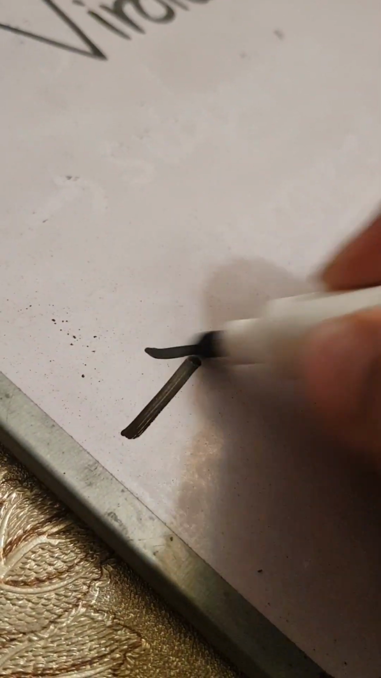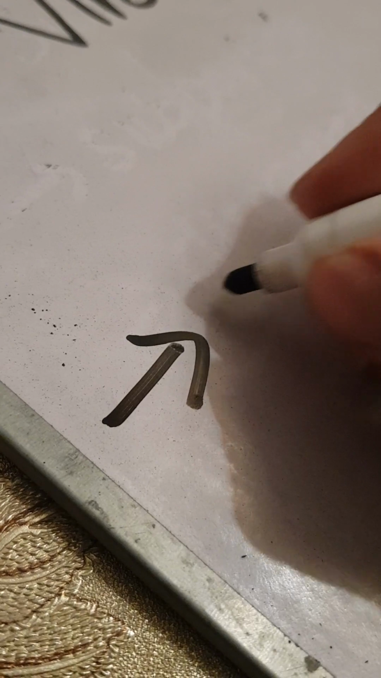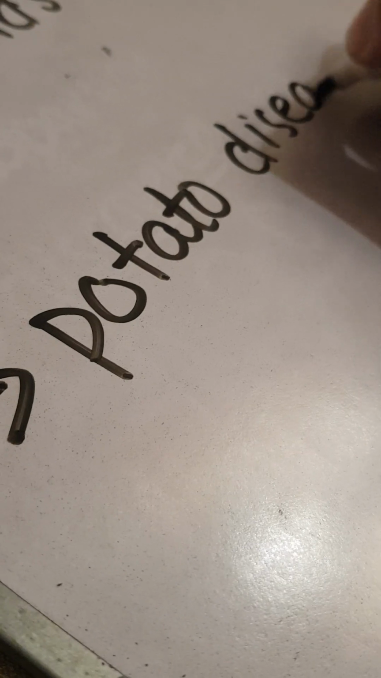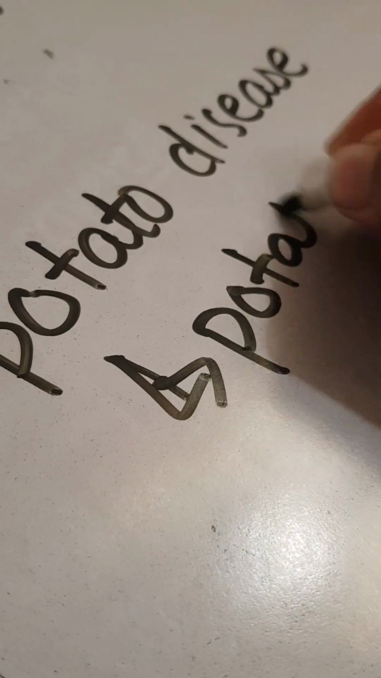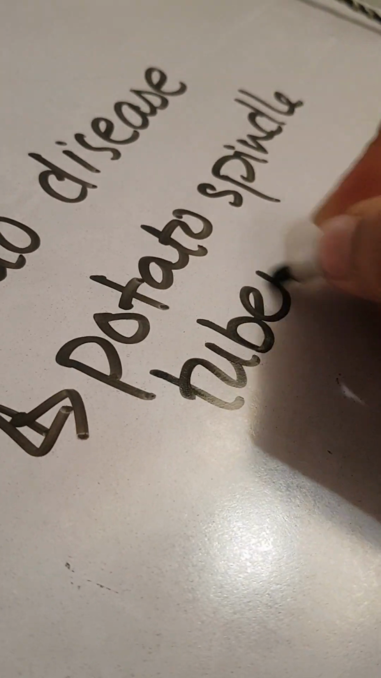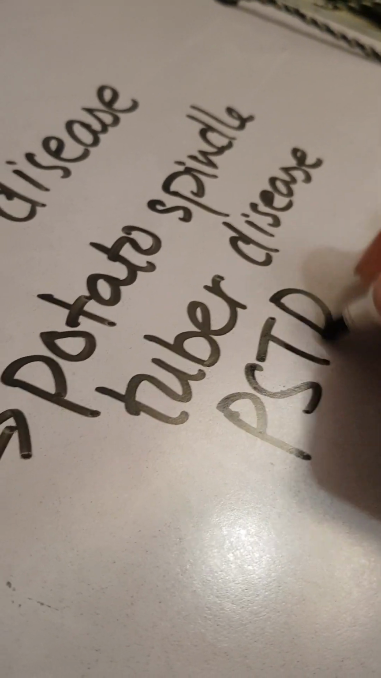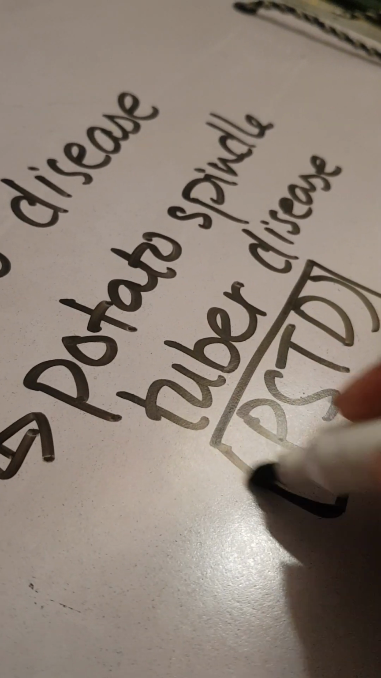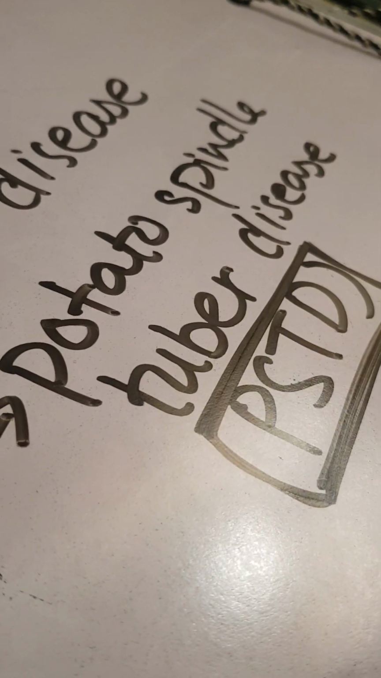Viroids were first identified in a potato disease known as potato spindle tuber disease, PSTD. RNA is present in viroids in a circular form.